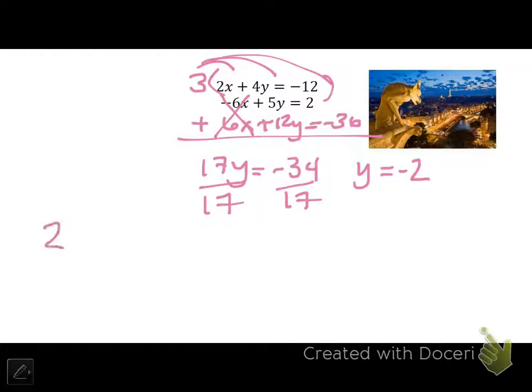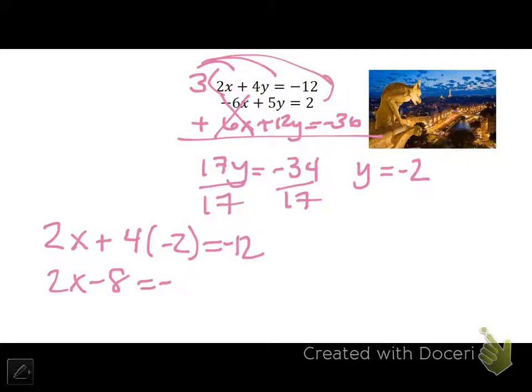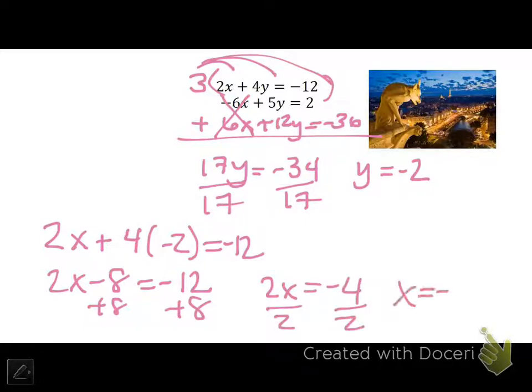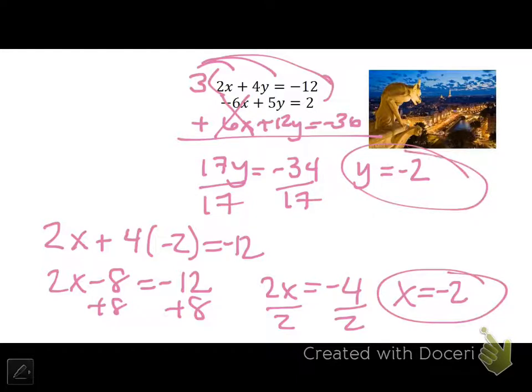Plug it back into one of the equations. I'm going to pick the top one. 4 times negative 2 is negative 8. Add 8 to both sides. 2x is equal to negative 4. Divide both sides by 2. X should be negative 2. Again, if you wanted to check your answer, you could plug it back in for x and y. Check to make sure that they both equal what it should equal.